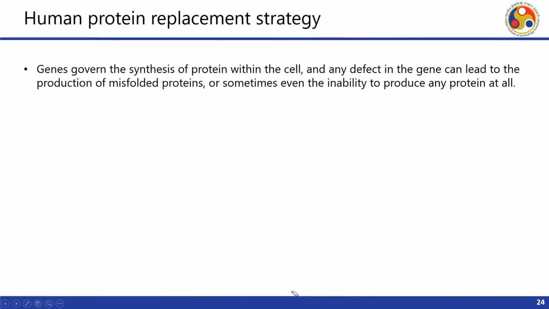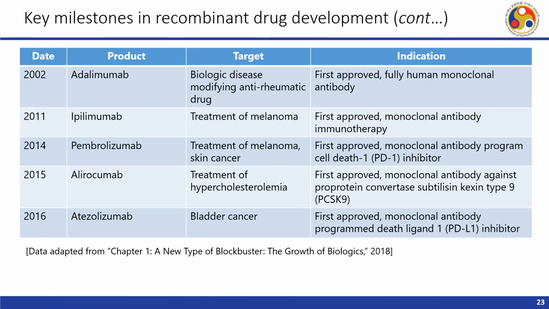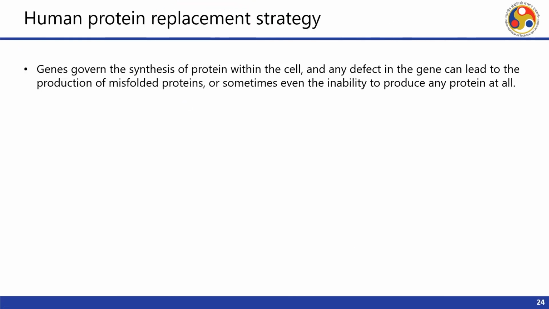So, this table has been adapted from a paper, A New Type of Blockbuster: The Growth of Biologics, published in 2018. So, we can see since 1982 to 2016 and even now later on, a lot of antibodies, which are all recombinant, produced by the recombinant DNA technology, have been coming to the market regularly. These actually showcase the importance of this technology, rDNA technology, in pharmaceuticals.